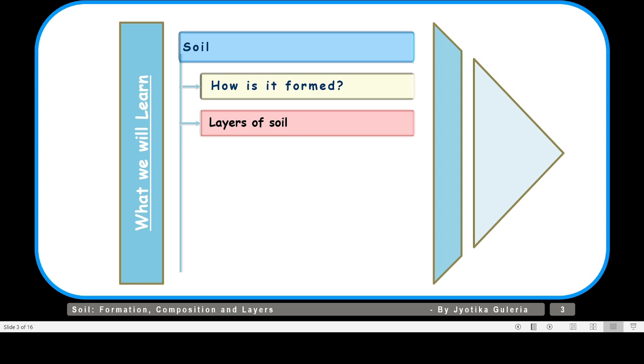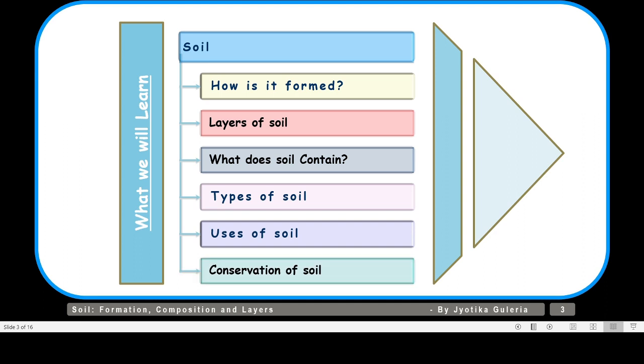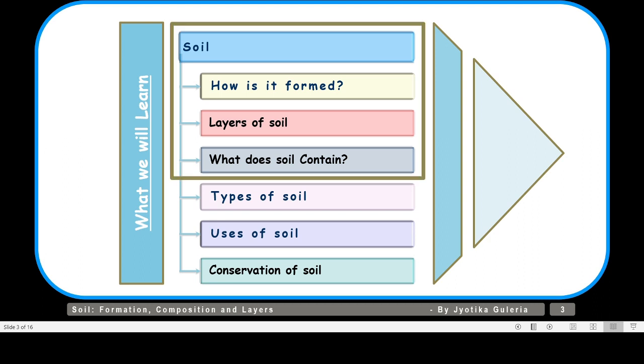Today under this heading we'll talk about how is soil formed, what are different layers of soil, what does soil contain, what are types of soil, uses of soil and conservation of soil. But today in this video session we'll talk about how the soil is formed, what are the different layers of soil and what does soil contain.